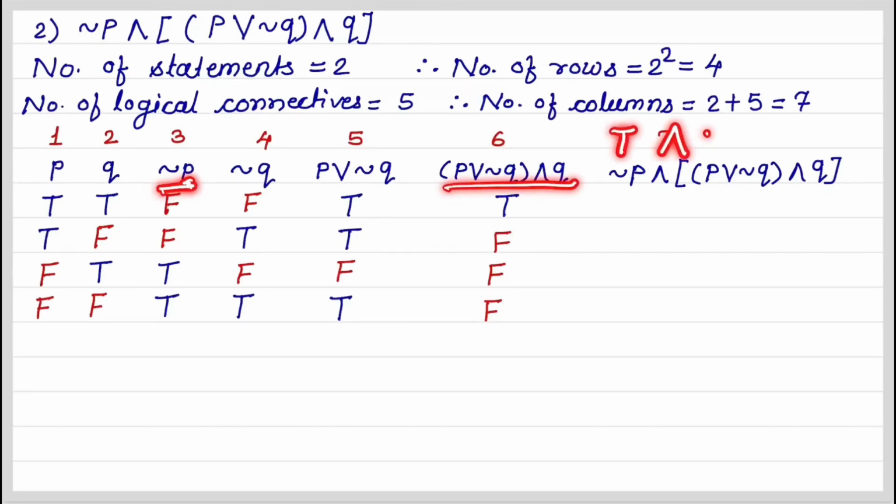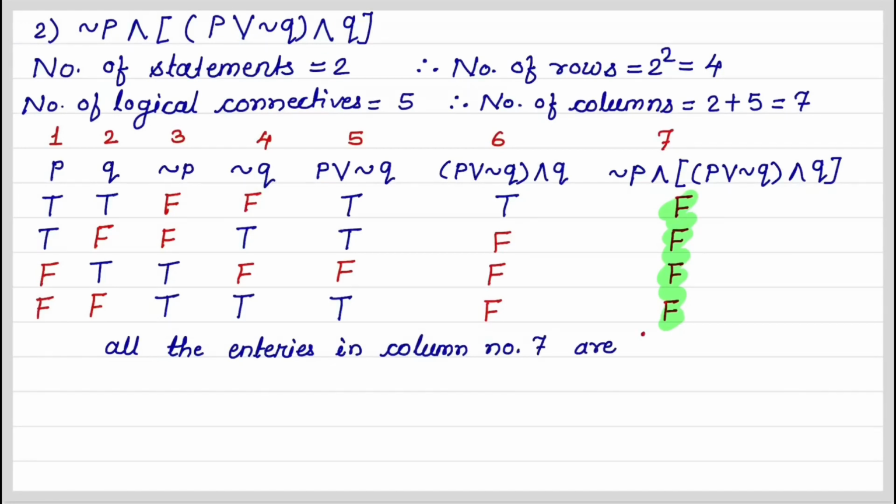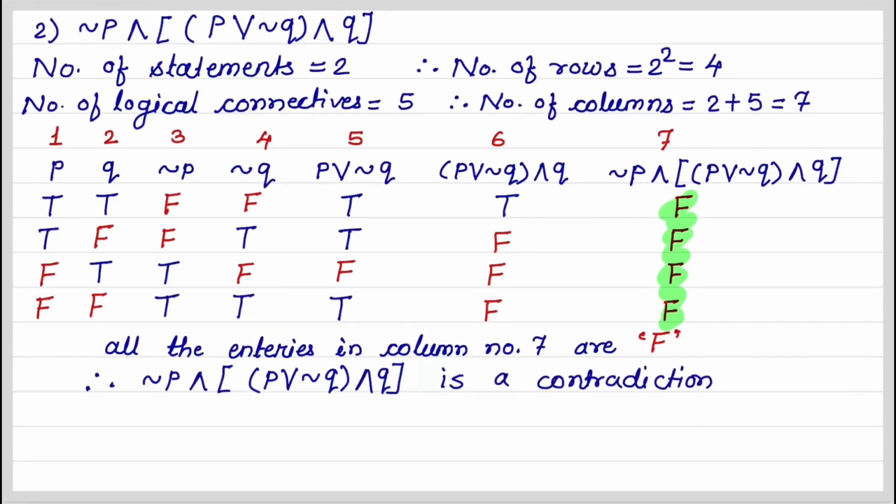Now conjunction of these two statements, we know T and T is equivalent to T, otherwise it is false. These three entries are false, therefore their conjunction is false. And first value is also false because first entry is negation of P is false. All the entries in 7th column, that is last column, are false. Therefore, given statement pattern, negation of P and P or negation of Q and Q is a contradiction.